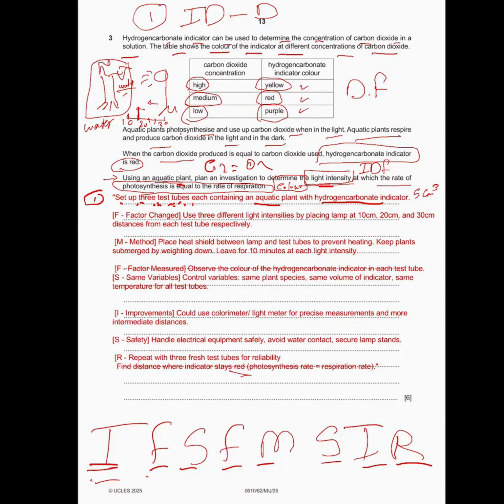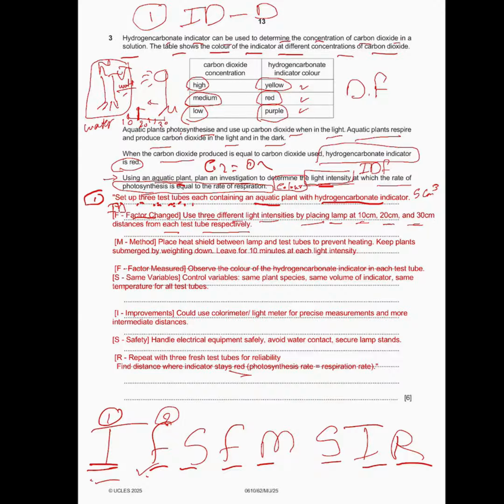Number two, factor changed, which is my independent factor. So you will say that the independent factor in this experiment is to use 3 different light intensities. How? By placing a lamp at different distances, 10, 20, 30, from each test tube respectively. So you mentioned the second point. We mentioned the first, we mentioned the second.